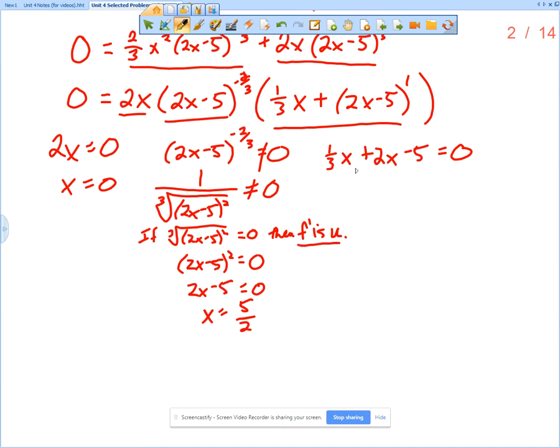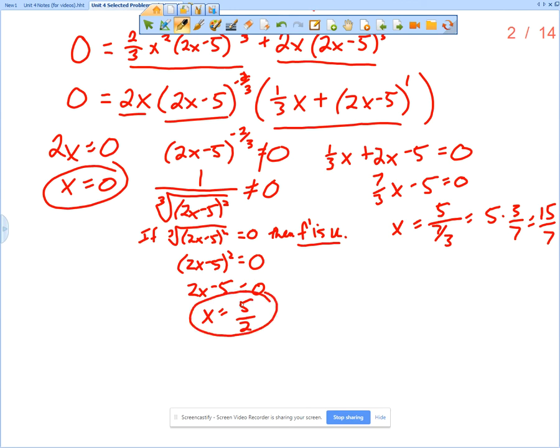And then lastly, 1/3 plus 2. Remember, 2 is like 6/3, so 1/3 plus 6/3 is 7/3. So 7/3 x minus 5 equals 0. I'm going to add 5 and divide by 7/3, so x equals 5 over 7/3. But dividing by 7/3 is the same as multiplying 5 by the reciprocal of 7/3, so 3/7. So 15/7 is the third critical number. So x equals 0, x equals 5 halves, and x equals 15/7.